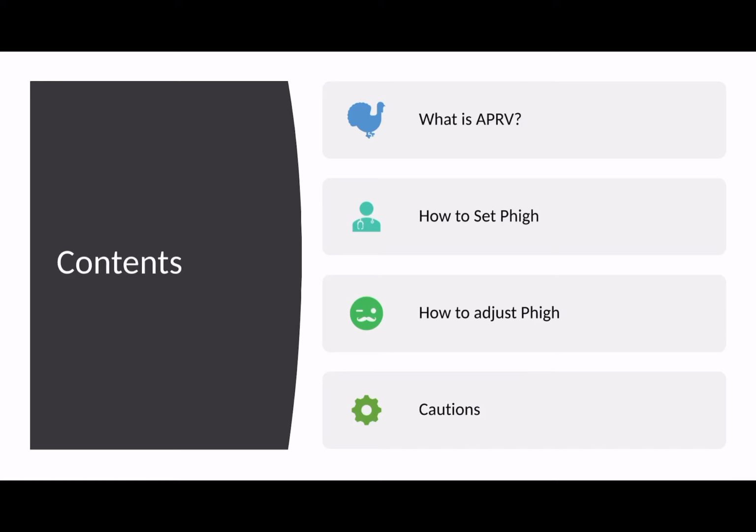And we'll look at how you actually set it when you first start a patient on APRV, and then how to adjust it once a patient is established on APRV, depending upon their resultant blood gases. Finally, we'll talk a little bit about the things that you should be a little worried about or think about when starting a patient on APRV and setting the PHigh itself.